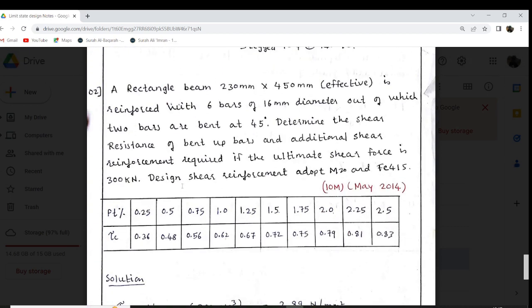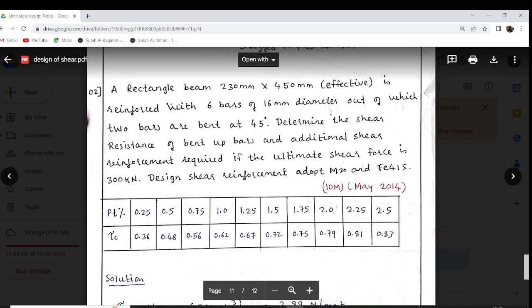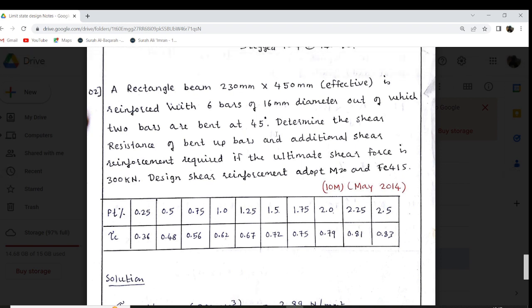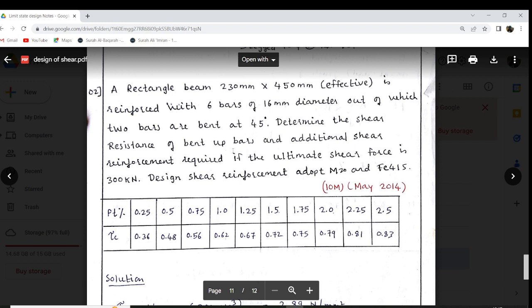Okay, so we will see the next problem. A rectangular beam 230 by 450 effective is reinforced with 6 bars of 16 diameter out of which 2 bars are bent up at 45 degree. So here they are telling us they have provided bent up bars, they have curtailed 2 bars. Determine shear resistance of bent up bars.